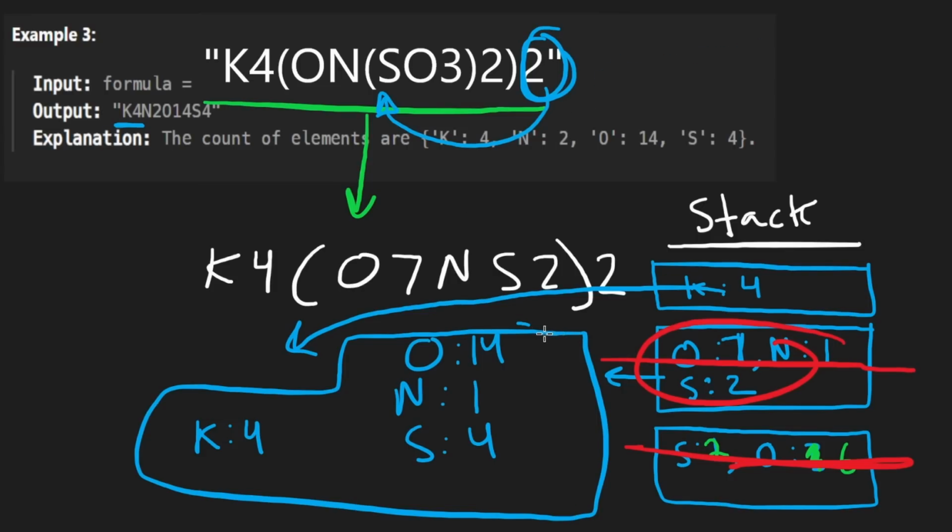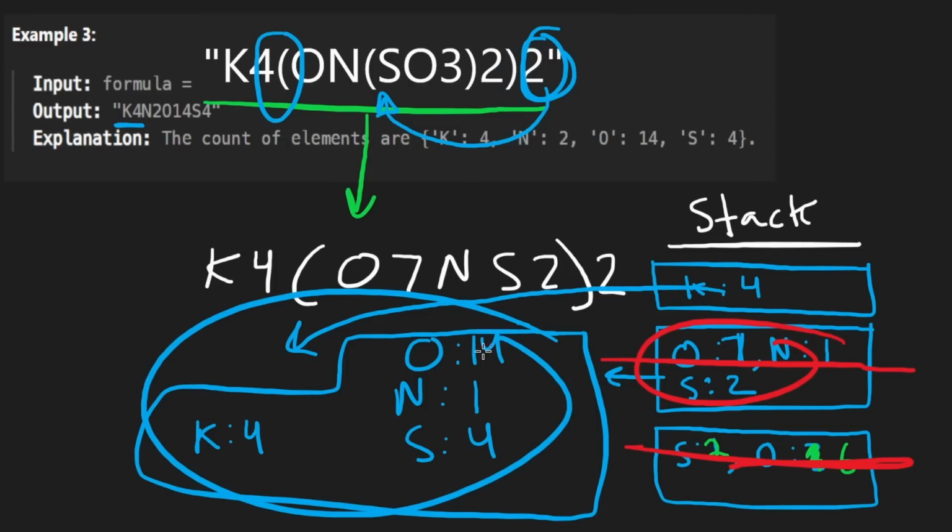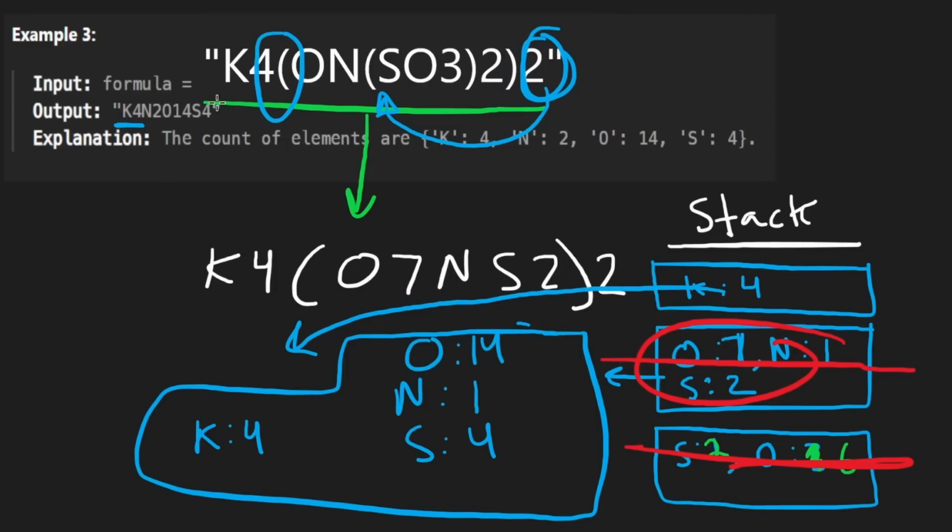Well, we are always going to end with a single hash map, right? We have to, because we know all the parentheses are going to be closed. So this is the result. You just go through these keys in sorted order, and then you'll be able to build the output list.